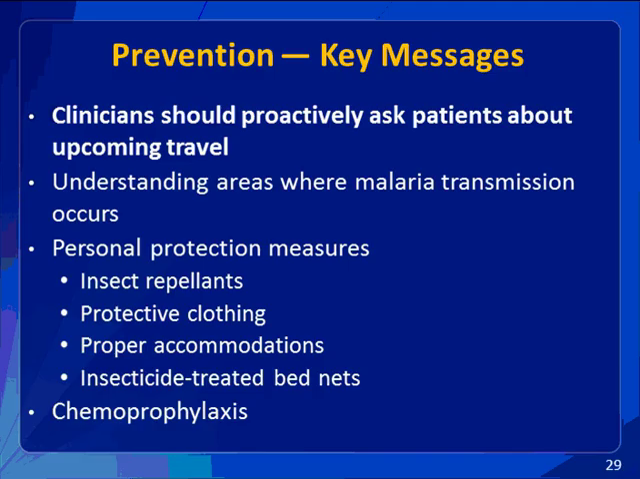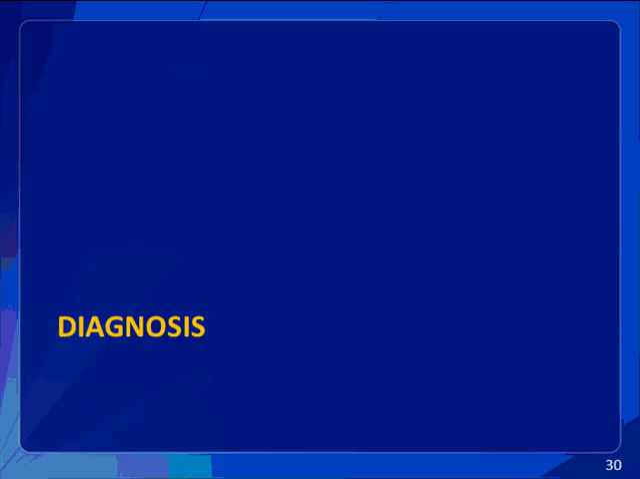Again, summarizing the key take-home messages regarding prevention. First, clinicians should proactively ask patients about upcoming travel during patient visits. By understanding where malaria transmission occurs, clinicians can counsel patients on key behaviors while traveling, such as using insect repellents and protective clothing, sleeping in proper accommodations or under insecticide-treated bed nets. And finally, when recommended, clinicians should also prescribe appropriate chemoprophylaxis. In the next section, I will discuss options for the diagnosis of malaria in the U.S.